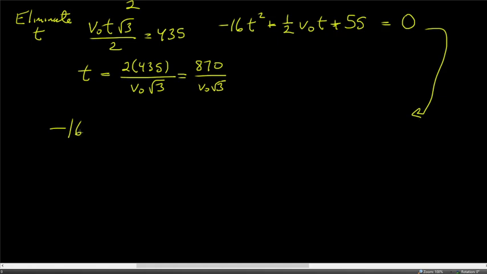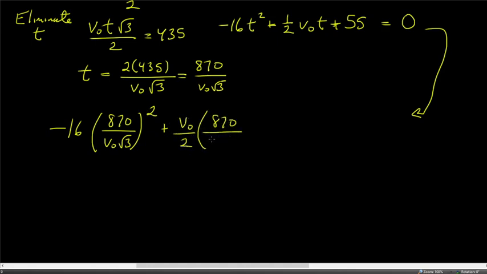So negative 16 times t squared. T is 870 over v0 square root of 3. And then square the whole thing. Plus 1/2 times v0, so v0 over 2 times 870 over v0 square root of 3. Plus 55 equals 0. So having eliminated t, we should be able to get v0 at this point. It's just a matter of a little bit of algebra here.